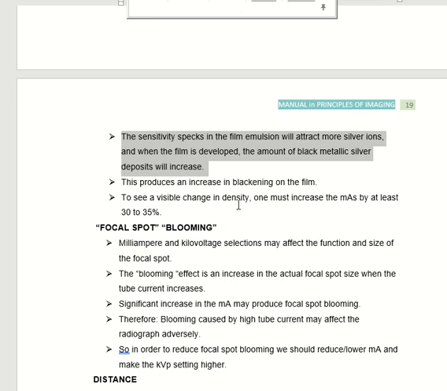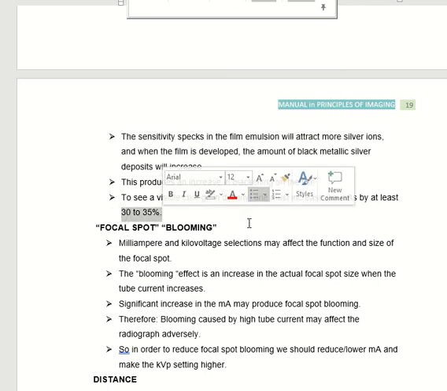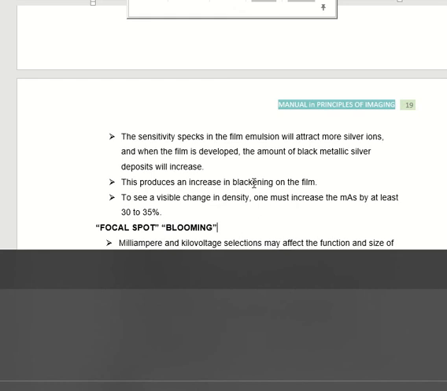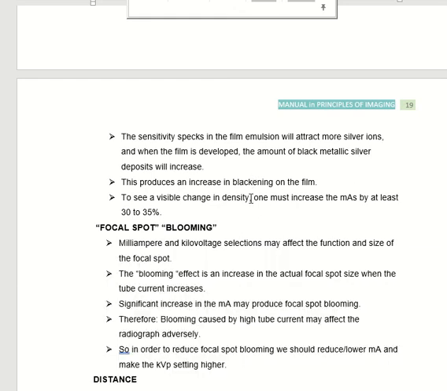So to see a visible change in density, one must increase the MAS by at least 30 to 35%. Okay? Kapag gusto nating mag-increase ng visible change sa density, so kung gustong dagdagan ang ating density, we have to increase our MAS by 30 to 35%.